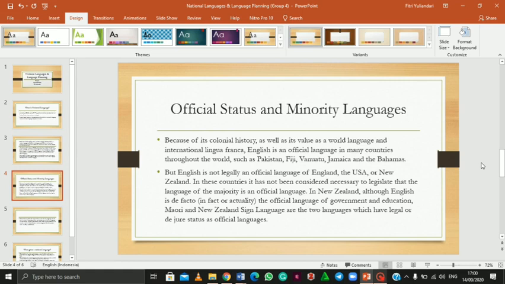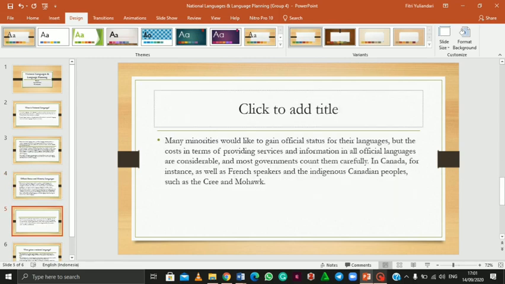In these countries, it has not been considered necessary to legislate that the language of the majority is an official language. In New Zealand, although English is de facto the official language of government and education, Maori and New Zealand Sign Language are the two languages which have legal or de jure status as official languages.